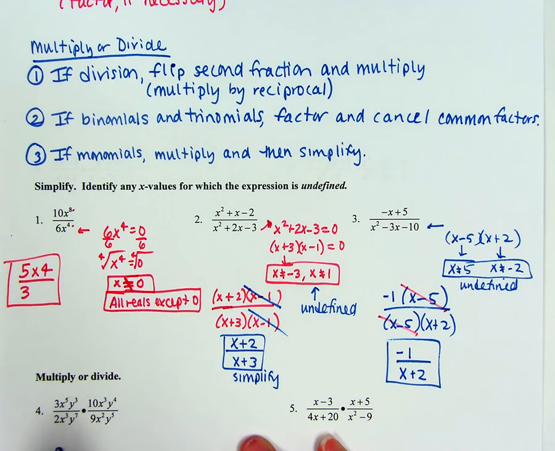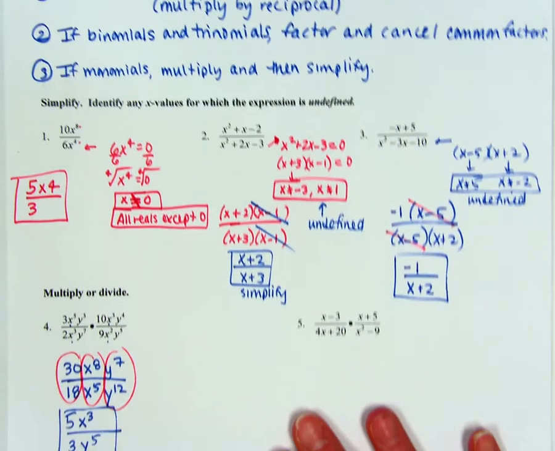3 times 10 is 30. 2 times 9 is 18. When you combine your x's, I've got x to the 8th and y to the 7th. When I combine my x's, I've got x to the 5th and y to the 12th. And then you're just going to reduce. So I could divide those by 6. That'll give me 5 over 3. I'm going to subtract. I've got more x's in the numerator. Here I'm going to subtract, but I've got more y's in the denominator. So you get 5x to the 3rd over 3y to the 5th.